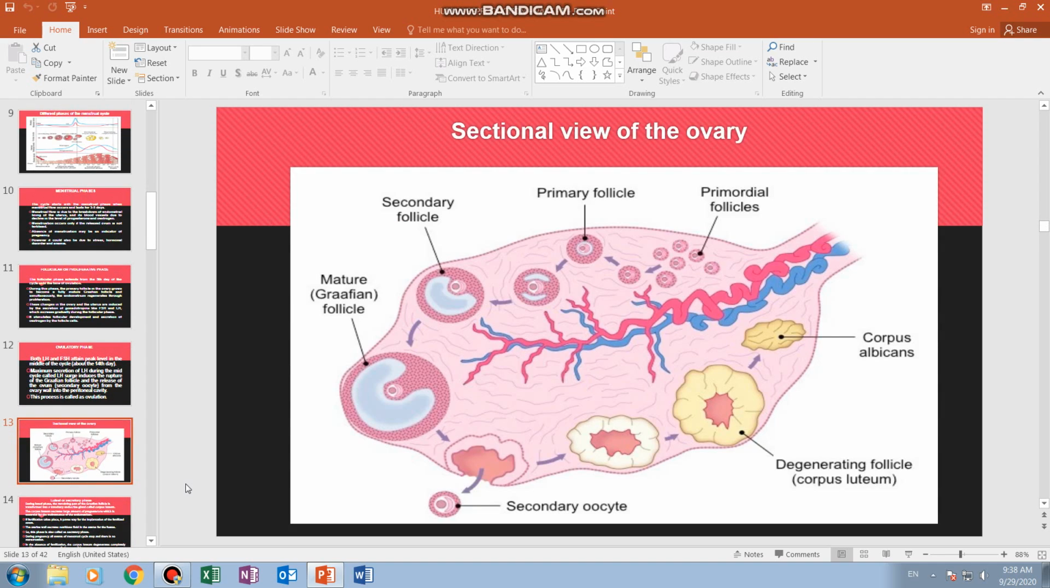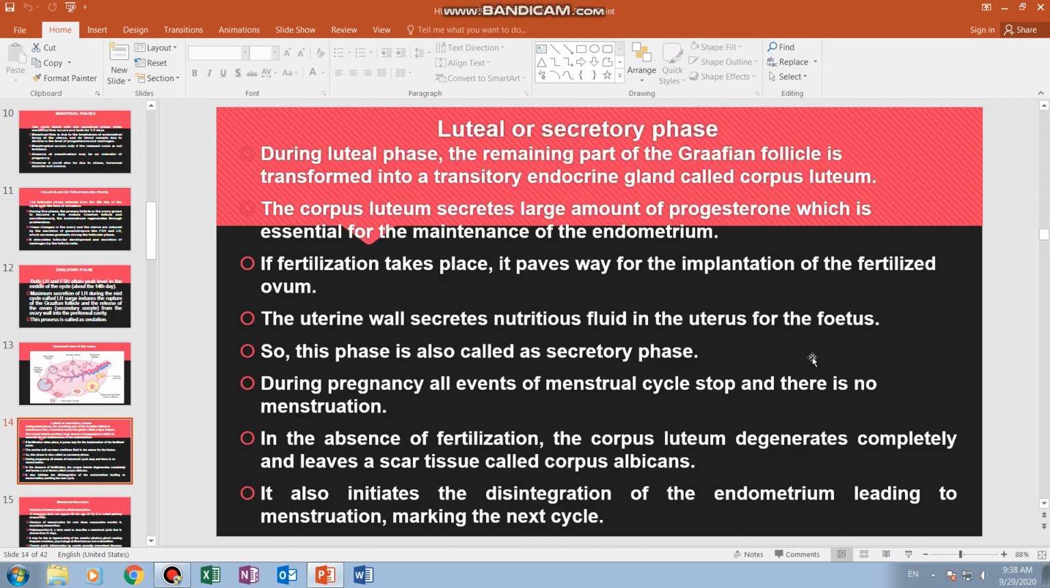And this is the sectional view of the ovary to show the different stages of the follicles: primary, secondary, mature Graafian follicle. And this is the release of the ovum or secondary oocyte from the Graafian follicle, which then becomes the corpus luteum, and then it degenerates to form the corpus albicans. So this is the last phase, and it is the luteal or secretory phase. During this phase, the corpus luteum becomes a transitory endocrine gland. Temporarily only, it acts as an endocrine gland, and it secretes a large amount of progesterone, which is very essential for the maintenance of the endometrium.